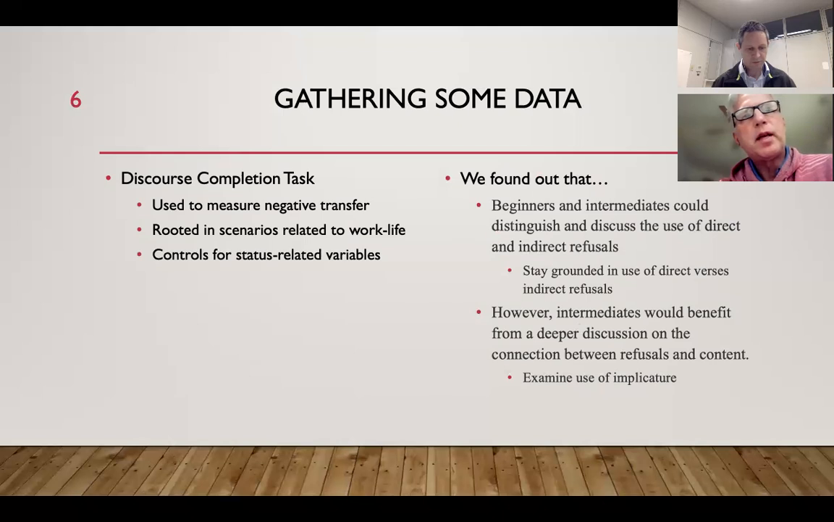There's a couple of good reasons that we used it. And while it measured negative transfer, what we found out is that a lot of times the scenarios themselves on a discourse completion task are related to work life. So it was very relevant to college-age students. And also there were controls for status-related variables. So in other words, it would have situations in which the participant is asked to make a refusal to the boss, or make a refusal to a friend, or make a refusal to somebody who's in a subordinate position.